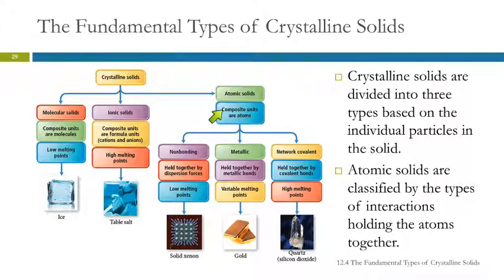Atomic solids can be broken down into how they are connected to each other, what holds them together. Non-bonding atomic solids are just held together by dispersion forces, because that's the only intermolecular force that an atom has. Metallic atomic solids would be metals held together by metallic bonds. And then we can have network covalent solids. These are very interesting solids. These are atomic in that they don't have molecules, but the atoms are all covalently bonded to each other. So in a sense, a piece of quartz like this is one ginormous molecule because they're all covalently bonded together.